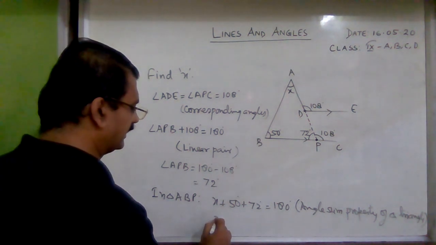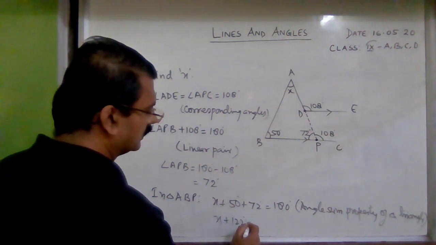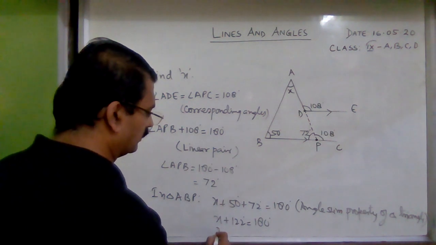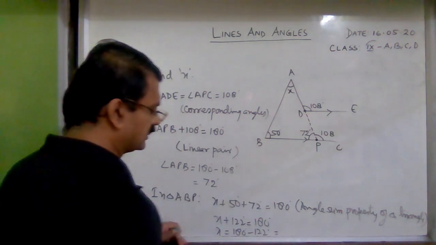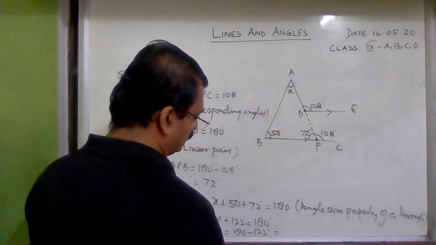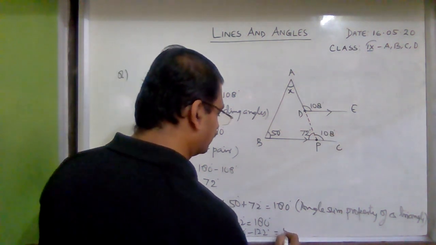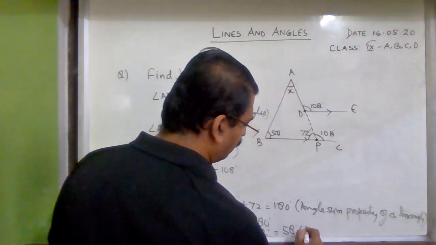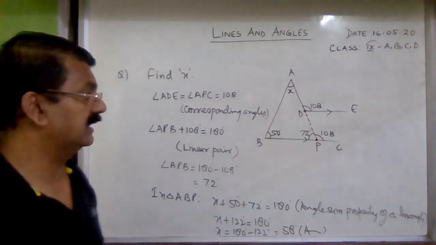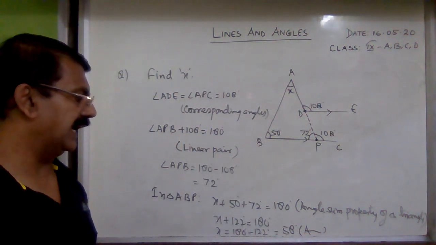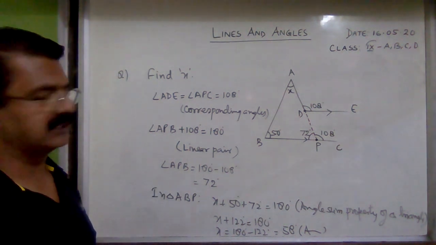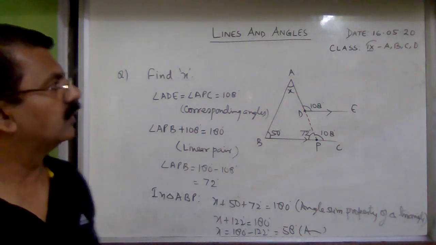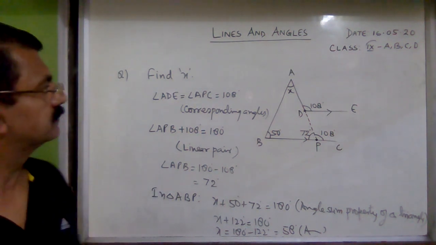Now 50 plus 72 will be 122. So x is equal to 180 minus 122. When you subtract 180 minus 122, that will give you 58 degrees. So we have found that the value of x will be 58 degrees. Clear? That is your answer. Now we will do one more example.